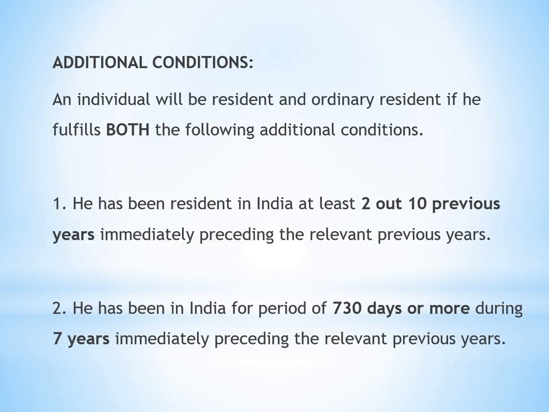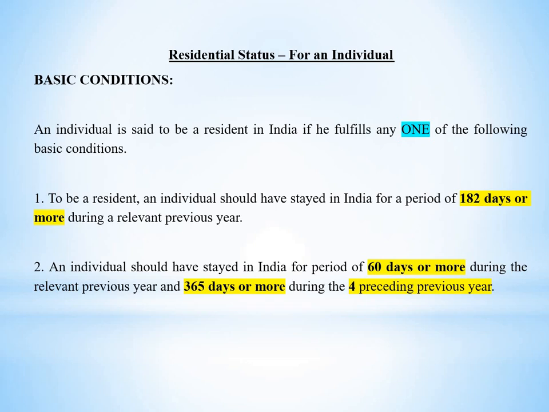I hope you understand what residential status is and what the conditions made by the Income Tax Department of our country are. Next class, we will see about salaries, and the 5 heads of income: salaries, house property, business or profession, capital gains, and other sources.